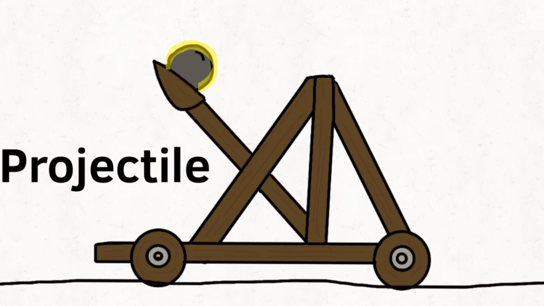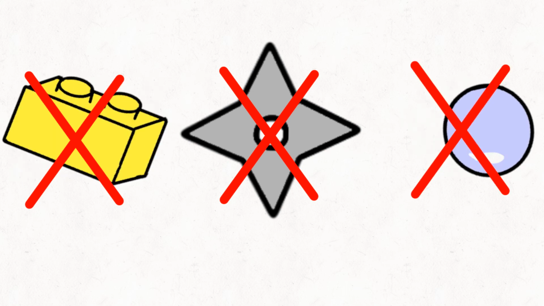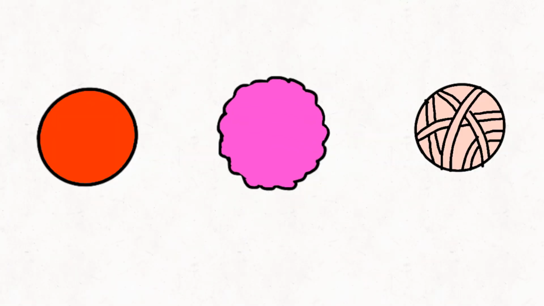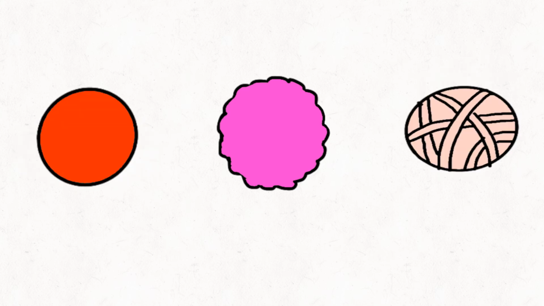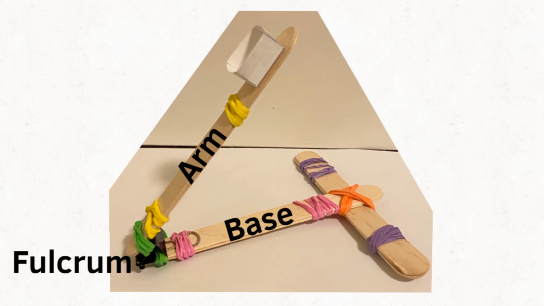The projectile, or load, is what we fire. Sharp objects, objects with hard corners, or heavy objects like a marble are not safe to fire. For your projectile, try to use objects like a pom-pom, Play-Doh, or a rubber ball. Check your knowledge. Can you identify where the fulcrum is on the catapult that we built? The fulcrum is the clip.